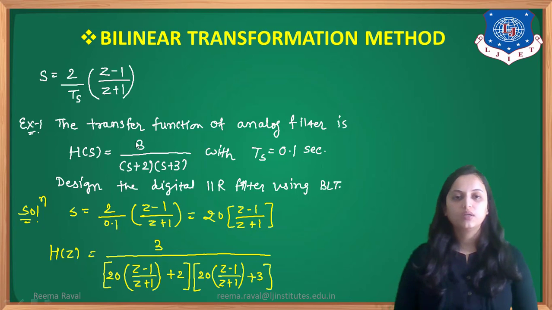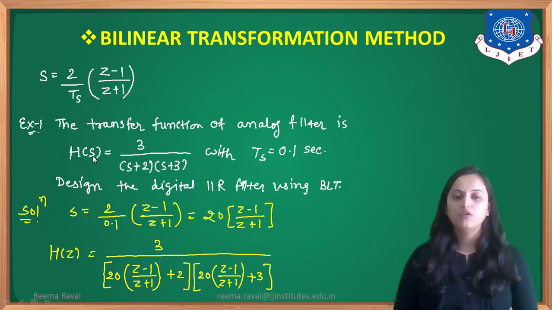The data given to us is the transfer function of an analog filter, H(s) equals 3 upon (s plus 2) into (s plus 3), with Ts equals 0.1 second. Design the digital IIR filter using BLT, that is bilinear transformation method. Here s equals 2 upon 0.1 into z minus 1 upon z plus 1, so it will become 20 into z minus 1 upon z plus 1.